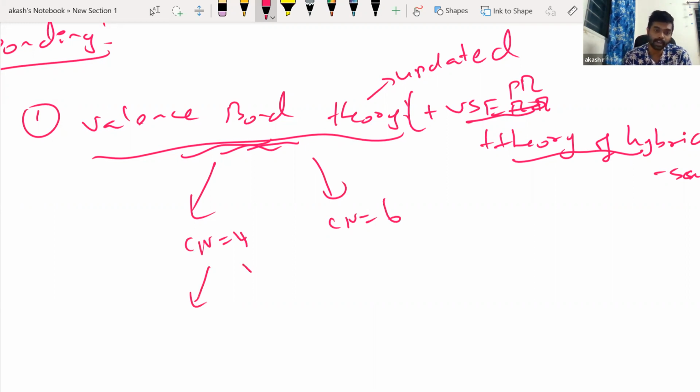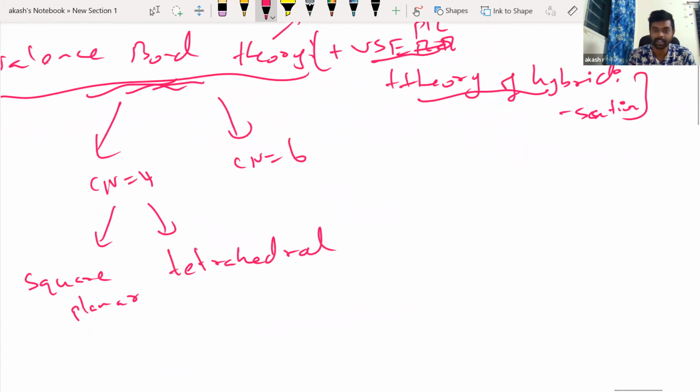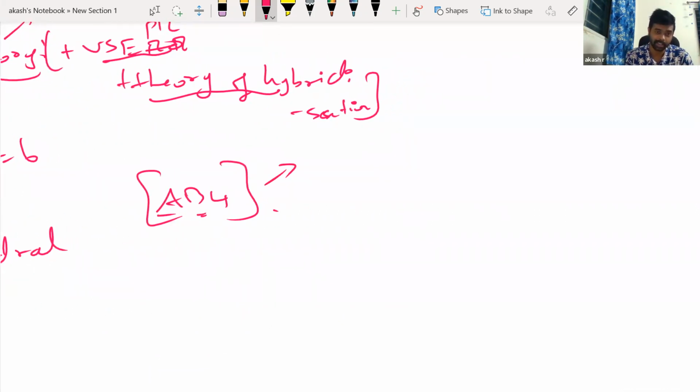Okay, so coordination number 4 can be of two types. One, it can have a geometry or shape that is square planar, or it can be tetrahedral. Now we know the difference between these two shapes. Say I have AB4, where A is the central metal atom and B is the ligand. Depending on the conditions, it can have two different shapes.